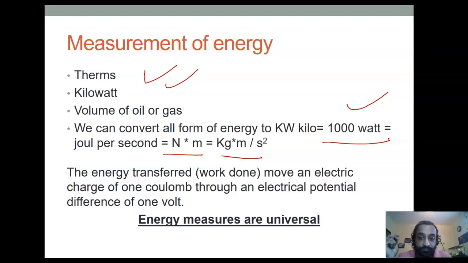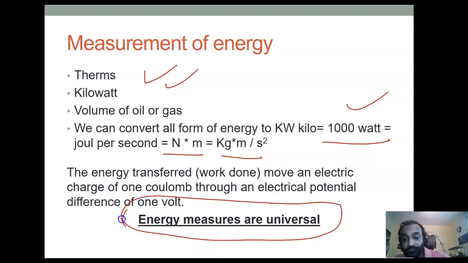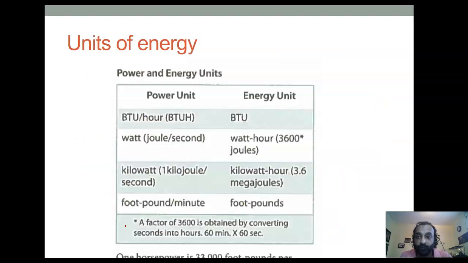So energy transferred, that means work done to move an electric charge of one coulomb through an electric potential difference of 1 volt. That's a measurement of energy of electricity. So energy measures are universal, it's just a different name and different unit. I hope that makes sense, and you can look it up also and see what other names of energy. But at the end, it's always the same, and they can be transferred from one verbiage to another.